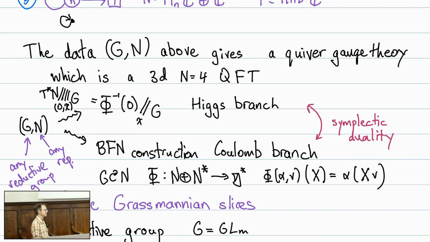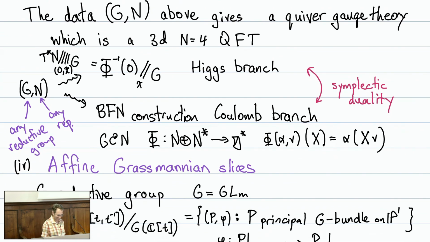Do I understand correctly that there is a very concrete Lagrangian associated to this pair, G and N? You say that this is quantum field theory, so there is some action. Maybe there is, but I don't know what it is. Yeah, there is, but it's not part of this lecture series.